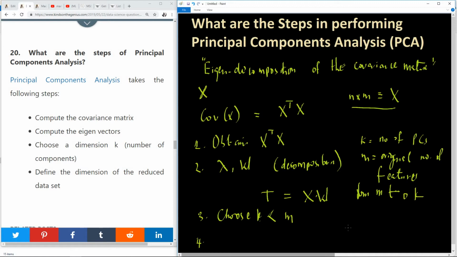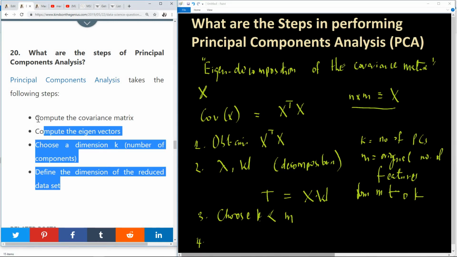So that is the procedure for principal component analysis. I put the procedure on my website, and there are these 4 steps. If you can define these 4 steps and give minimal notation to them, then most likely you will make a very good answer to this question.